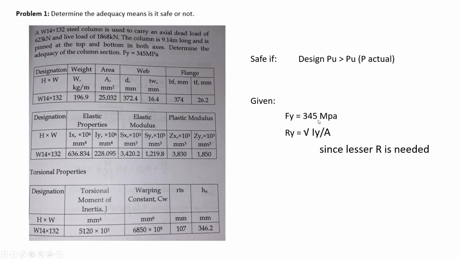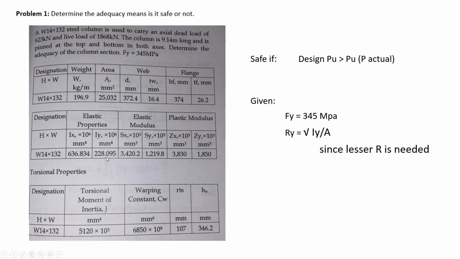Next, which r should we use? If the problem does not mention any bracing, automatically choose the smaller r. You don't need to investigate rx or ry, since the weaker one governs. Here, there is no r given, nor rts. Instead, Ix or Iy is given, and we know that r is equal to the square root of I over A. So which of the two? Of course, the lesser I, because it gives the lesser r. So we use Iy, since the lesser r is needed.